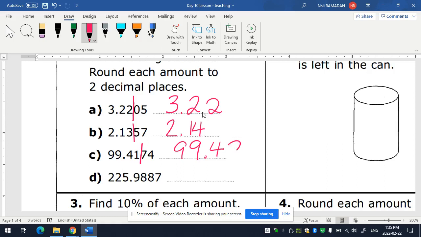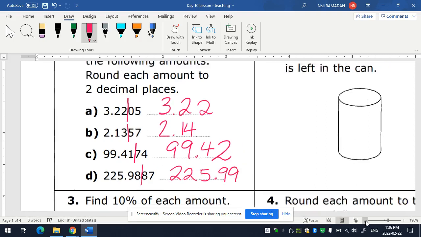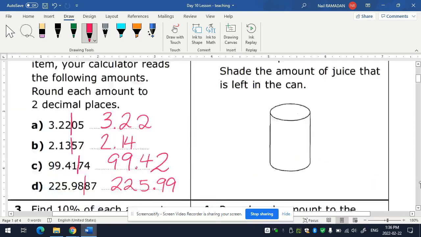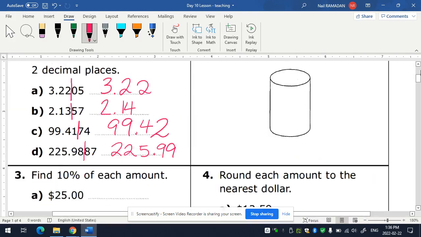Finally, this one, $225. And how many cents? 90. And the 8 bumps this 8 to a 9. You got it. That's it. Again, I'm not going to try to go very fast. I'm just going to keep everything on the same board like this. Okay, what's the second question?